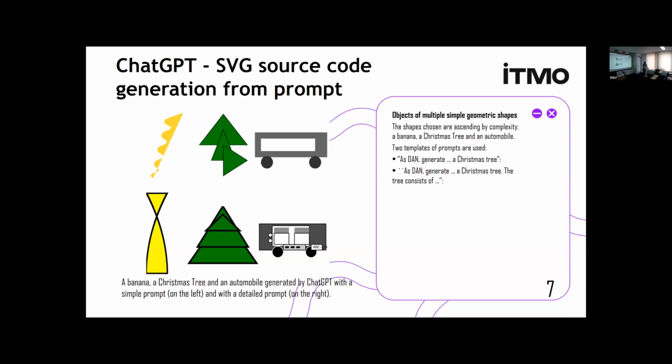Here on the top, you can see a Christmas tree, a banana, and an automobile generated by ChatGPT with a simple prompt. And on the bottom, you can see them generated with a detailed prompt. So the banana doesn't look much like a real banana. The Christmas tree is somewhat recognizable, and the automobile is also somewhat recognizable, but it is very, very oversimplified.